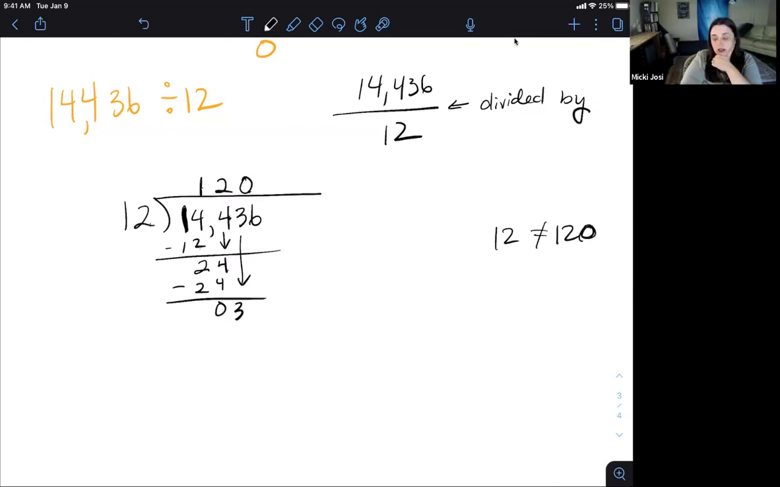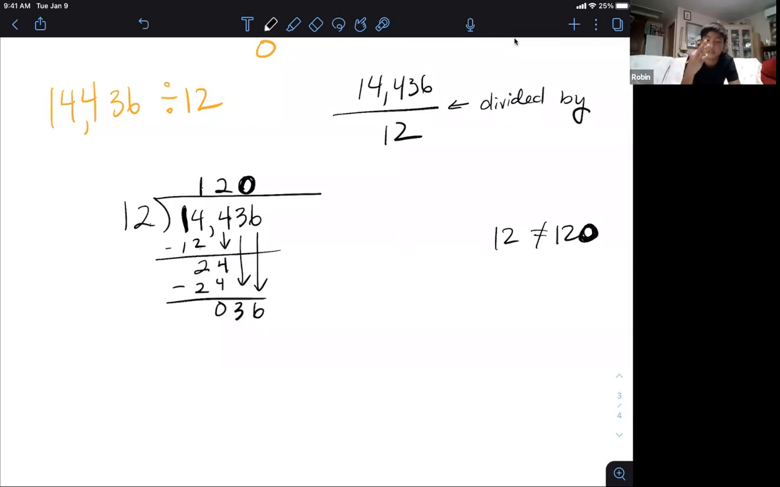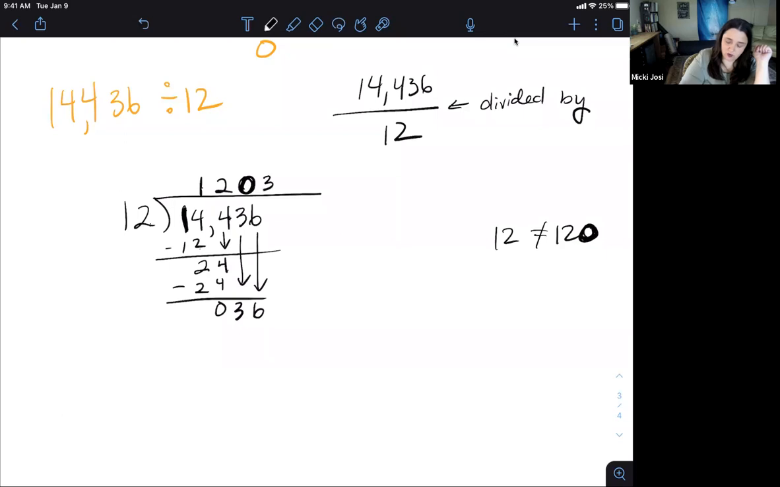So we do want that 0 in there. So we're going to put that 0 there. A lot of people will forget that. That's why it's a little bit harder. Now we're going to bring down the 6. How many times does 12 go into 36? 3. Exactly. And then 3 times 12 is 36. So here we have no remainder.